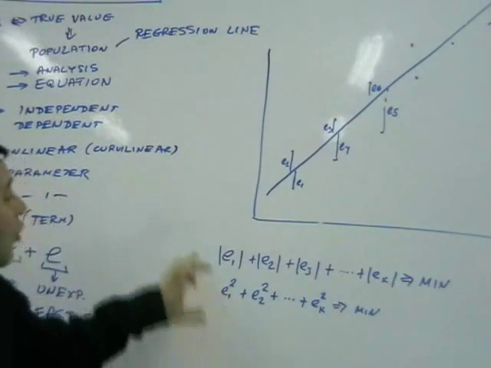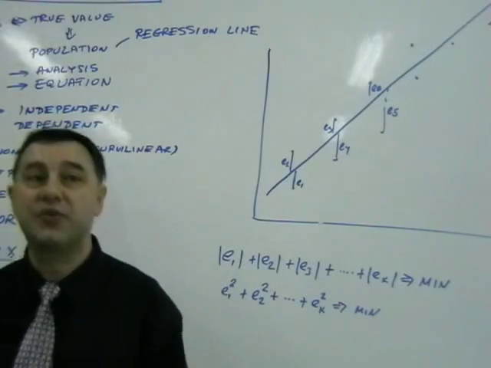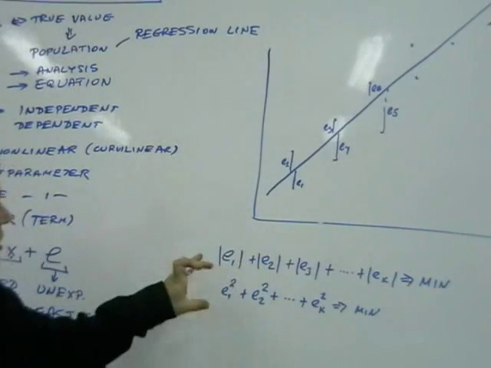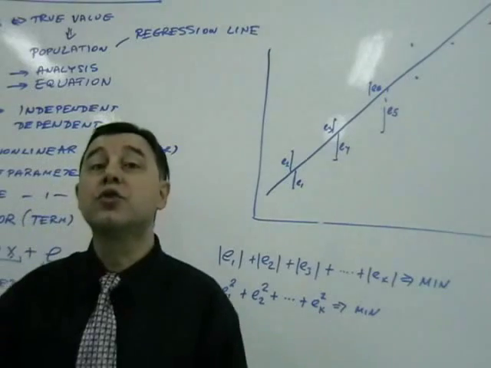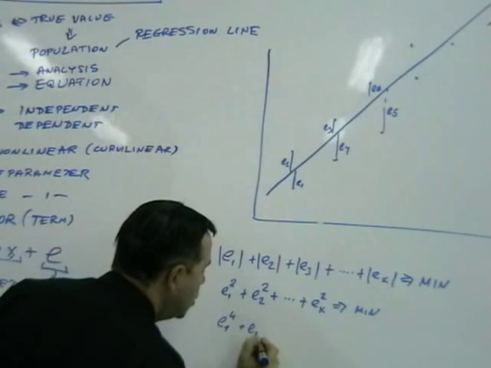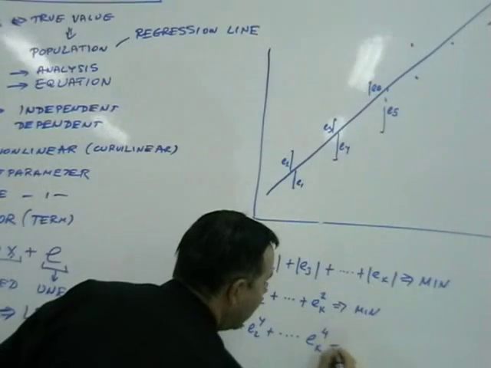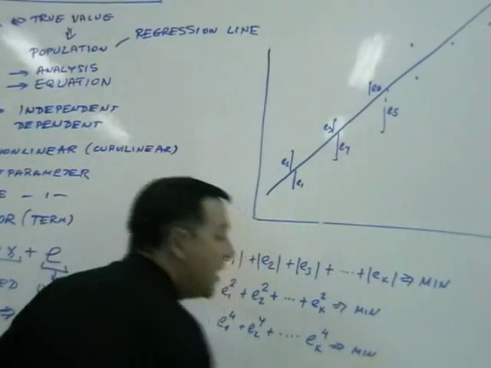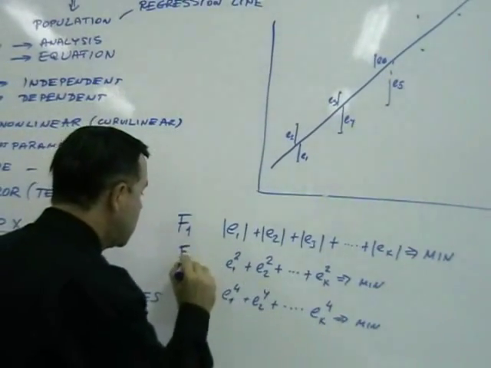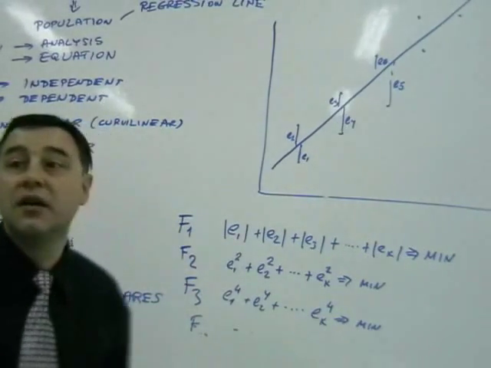Alright? In other words, what you have to do is get a particular mathematical function. It could be a linear function, of course of the absolute value of each. It could be a quadratic function. It could be, let's say, a different function: E1 to the power 4, E2 to the power 4, plus dot dot dot, plus, again, EK to the power 4. And you want to minimize this function.